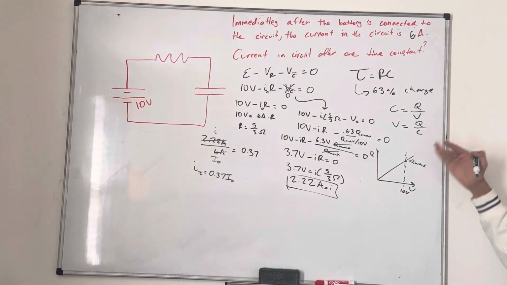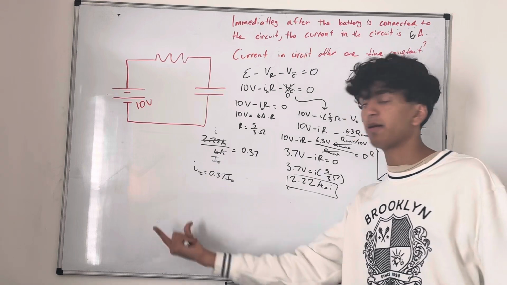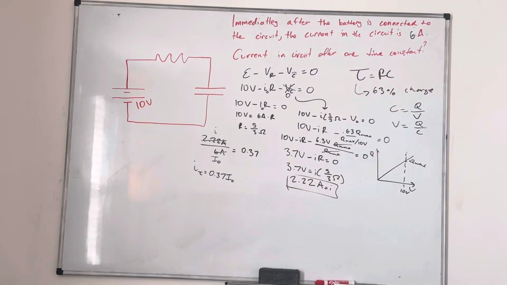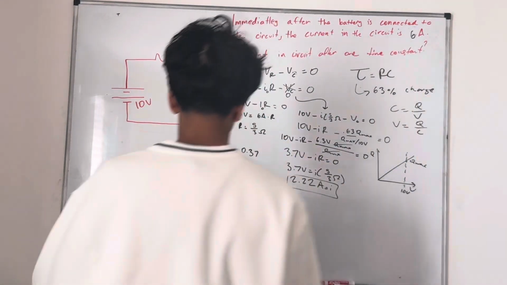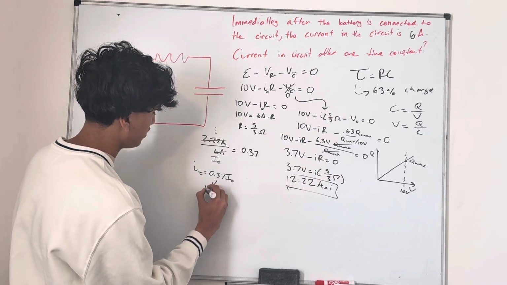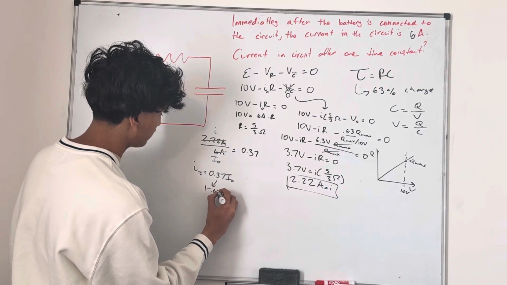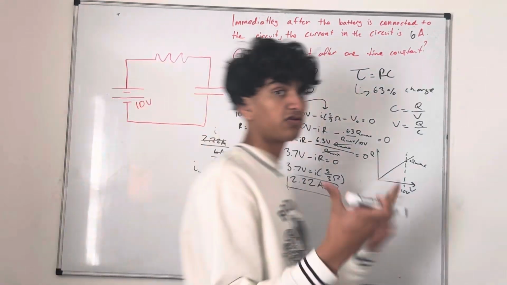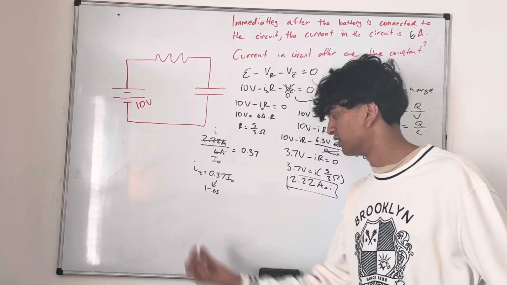Now, you could just blind trust me. If you get a problem like this, just take your initial current and multiply by 0.37, which, by the way, is just 1 minus 0.63. So hopefully it's not some random number. It comes from that time constant number.